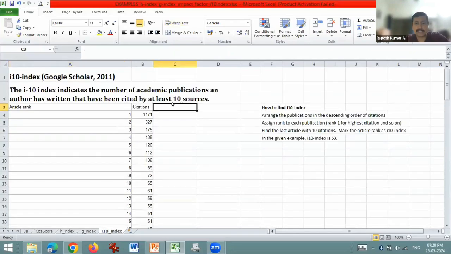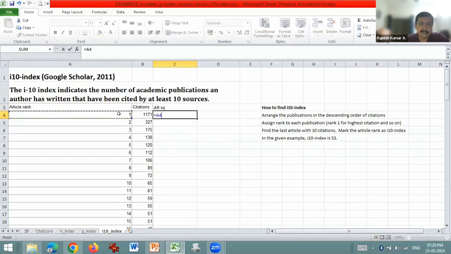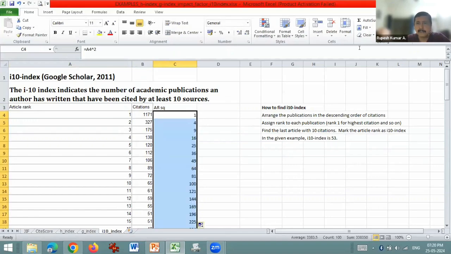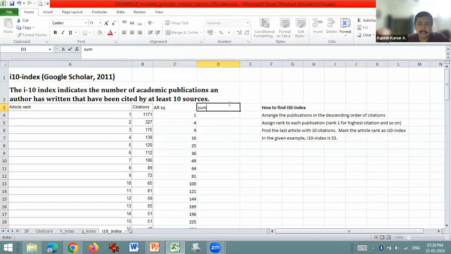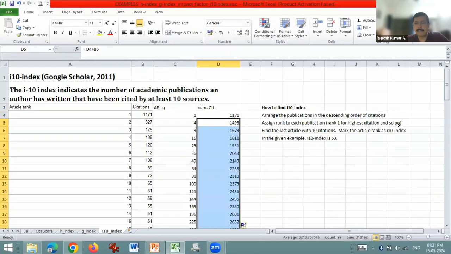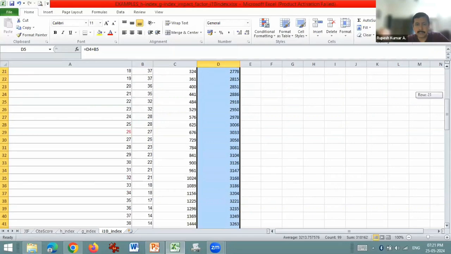Okay. So let's calculate G index, article rank squared, and then we have cumulative citations. First one I'll take from here. The second, I'll take the first plus this. Okay. So let's scroll down to a point. Yeah. Can you tell me what is the G index? Anywhere? I'll just scroll a little further. Yeah. Anybody?